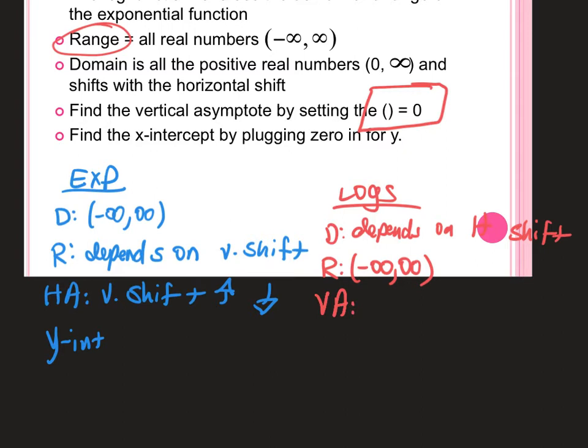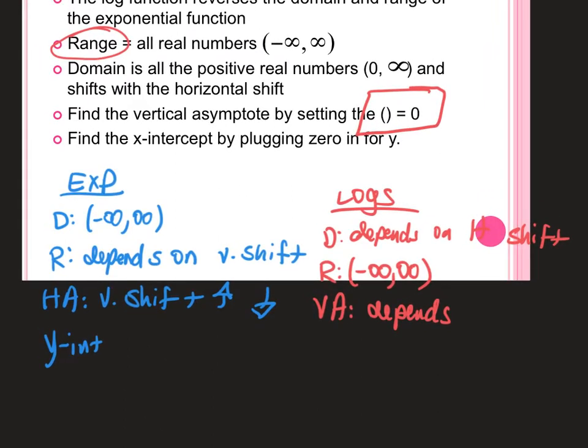What if they give you a formula for log and then you switch it to exponential? Could you do that? I mean, you'd have to change the whole function. I'll show you in a second. And then you're going to have an x-intercept.